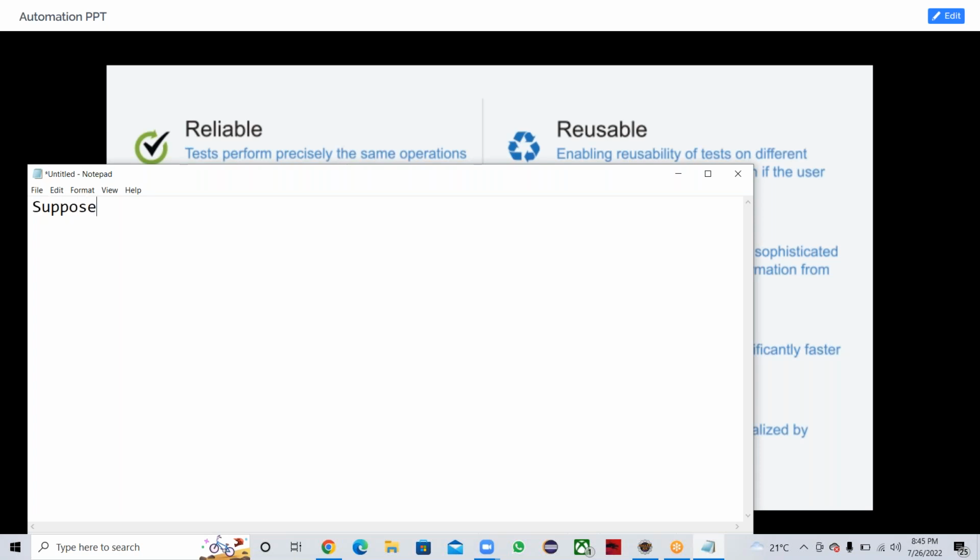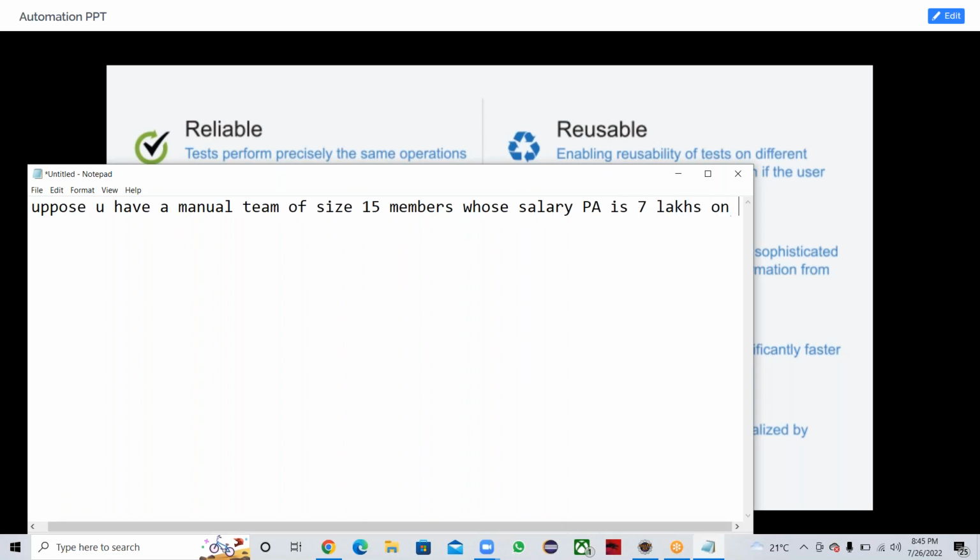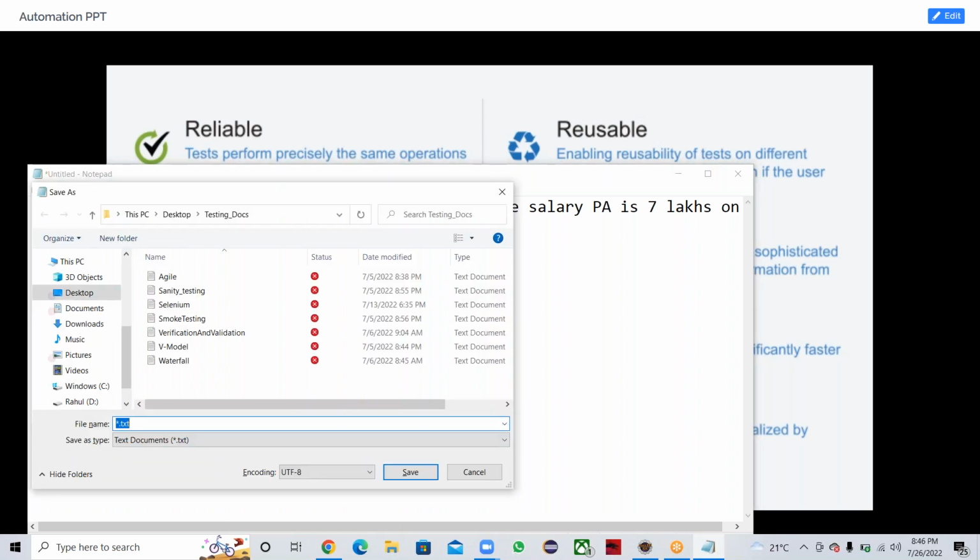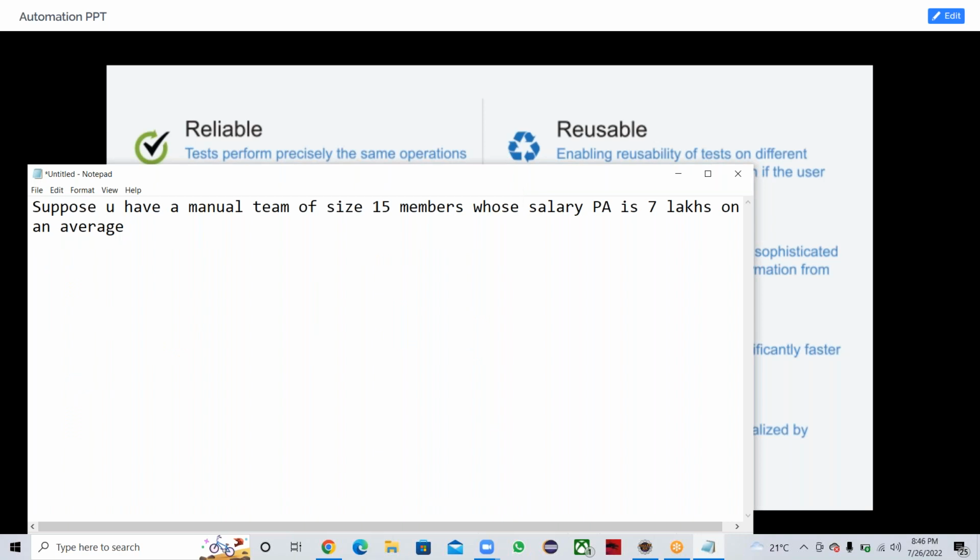Suppose you have a manual team of size 15 members, right? A manual team of 15 members, whose salary per annum is 7 lakhs on average. I'm not saying senior or junior, on average. Yes or no, guys? Is it clear? Clear.